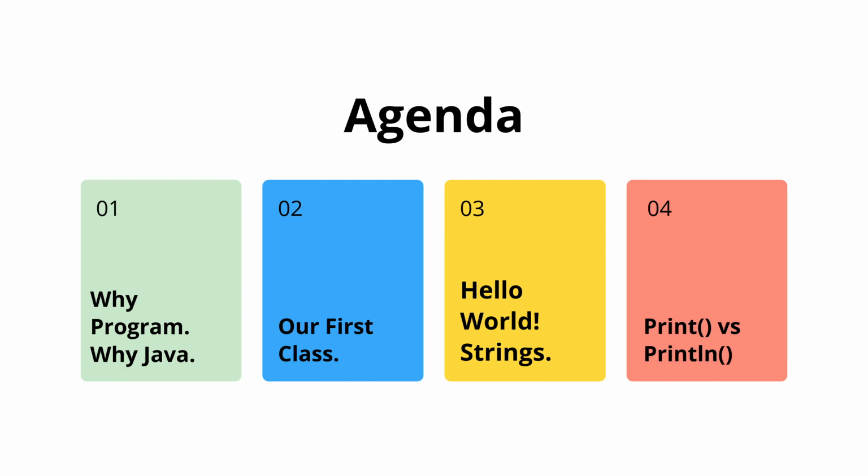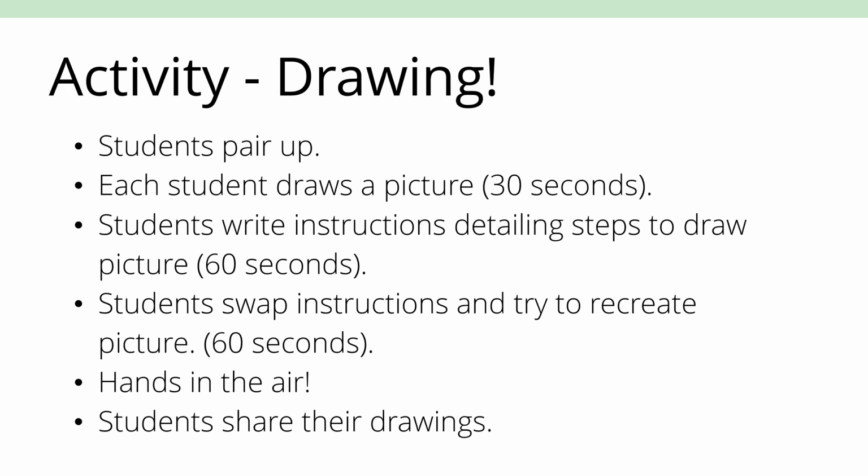All right, on to why program, why Java. So an activity I really like to do with my students is this drawing activity. I typically don't show all these steps at once. I just tell them, hey, everyone, pair up with someone. And then I next tell them, all right, I want you to draw a picture. Maybe this is on the whiteboard and Expo markers that I have in my classroom, but maybe it's just on the Paint app on their laptop or Chromebook.